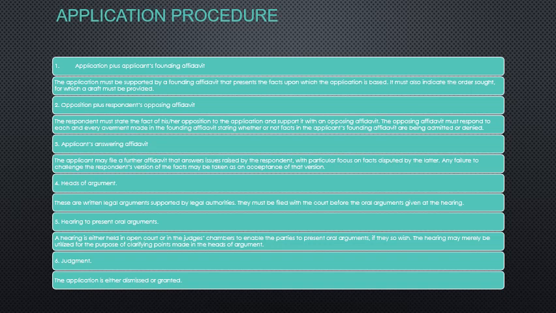So the opposing affidavit will be answering any allegations that would be made in the founding affidavit. So he or she would answer each and every allegation that was there, and any allegation that is not answered would be considered true. So if you do not answer allegation X in the founding affidavit, then that allegation X would be considered to be true by the court.